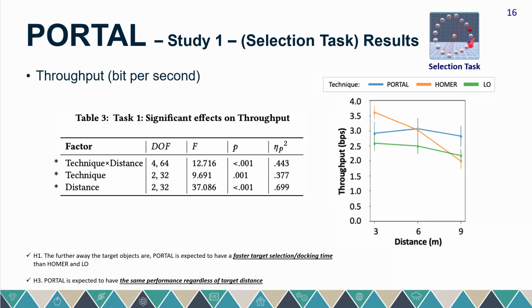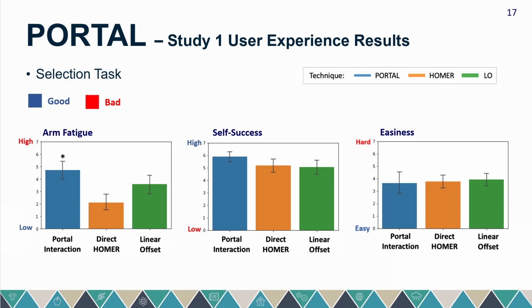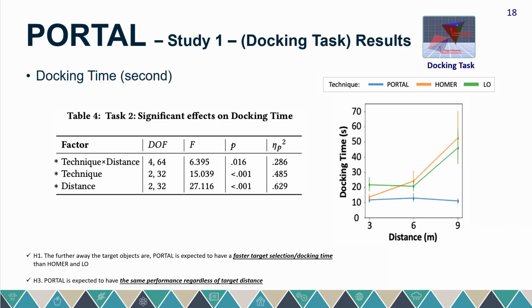Next is about throughput. It has a similar result to the selection time. At 3 meters, Homer has the highest throughput, but it decreases to a lower value as the distance increases. Porter shows a consistent result, and it has the highest throughput at 9 meters. The participants rated that Homer caused the least arm fatigue. It shows significant differences from Porter and the linear offset technique. About the self-success and ease of use, no significant differences are found between the techniques in the pairwise comparisons.